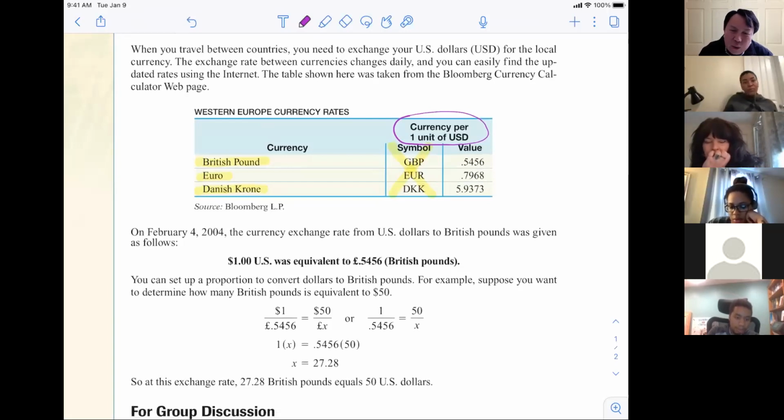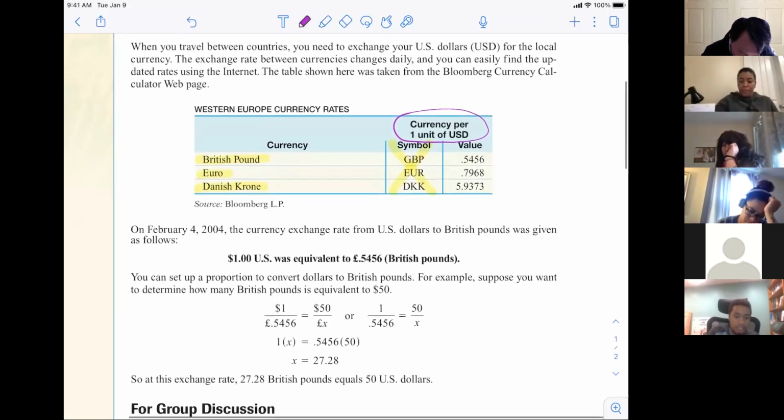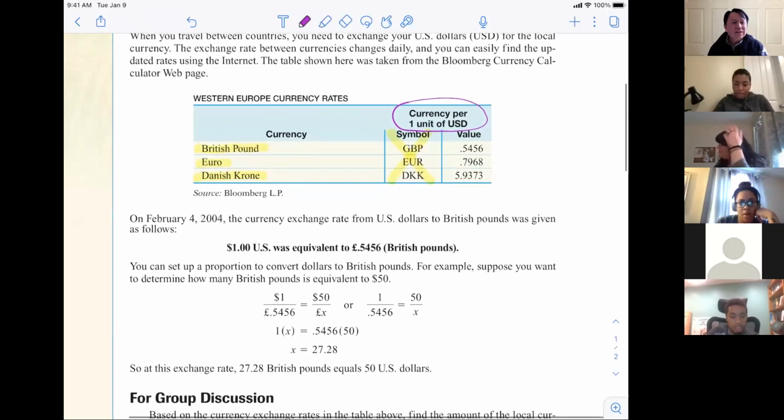So what if you want to convert 50 US dollars into British pound, as an example? Now the table doesn't tell you how much British pound in return you're going to get. So you have to do a little bit of calculation. So how do you carry out the calculation here? Well, let's take a look at this example in the bottom half of the screen.